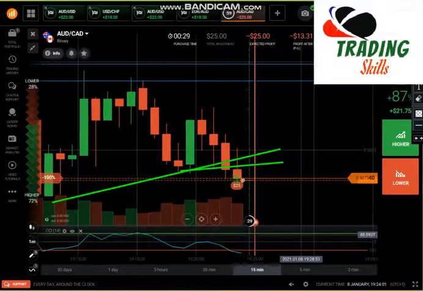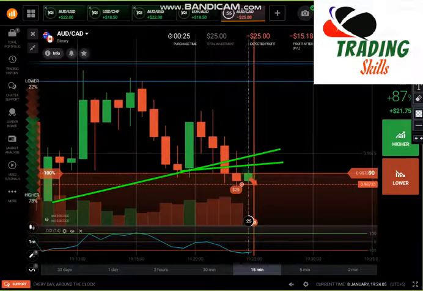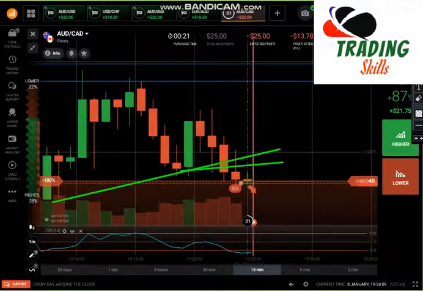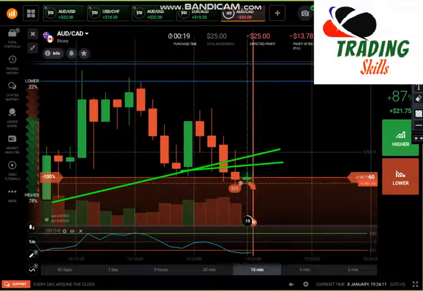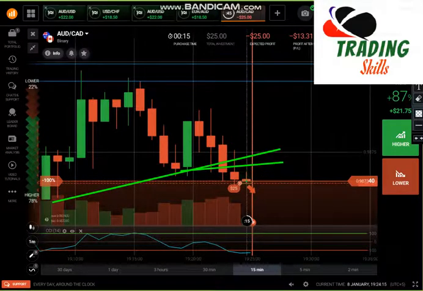Okay, so I have taken my trade in a down direction and you will see the next candle will also go down from this area. We will not see any kind of retracement candle here. Okay, so now let's see what happens.